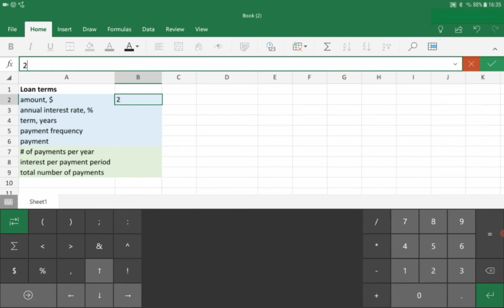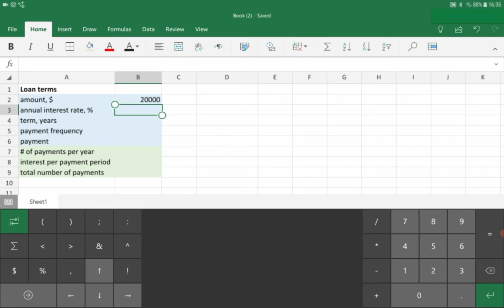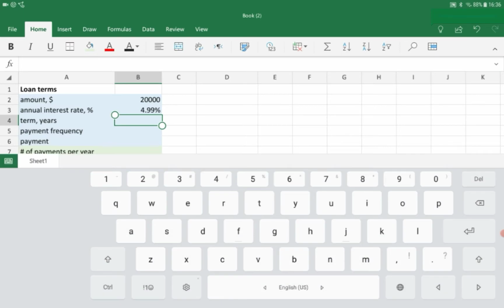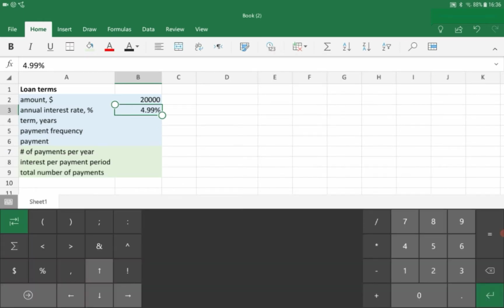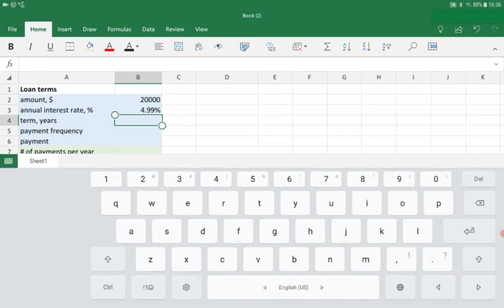Alright, so in my example, I borrowed $20,000 when I bought a car. The interest rate was 4.99% per year. When you enter the number in the cell, make sure that you format it as a percentage, not as a general number. So my term was 5 years, and the payment frequency was monthly.